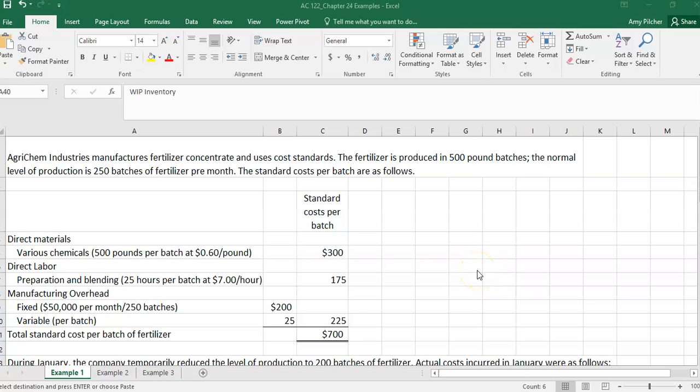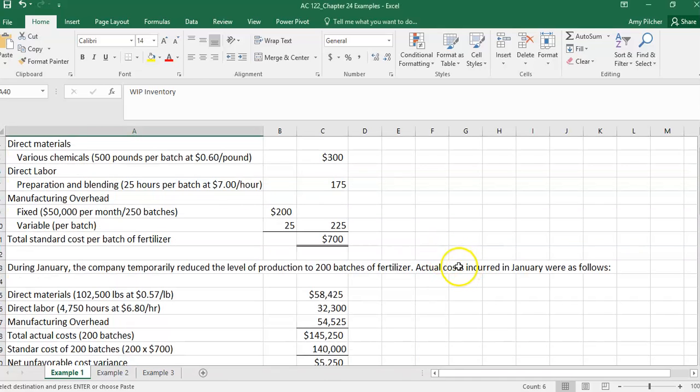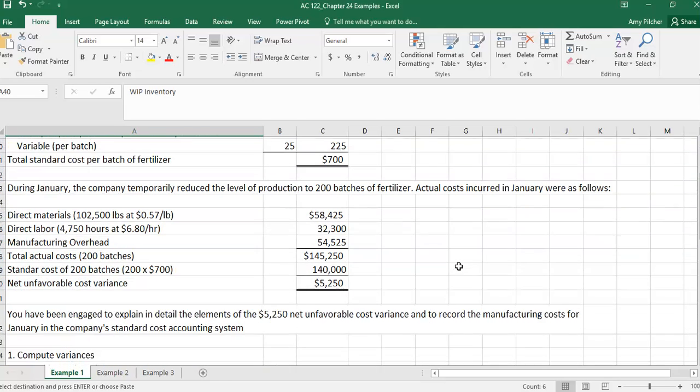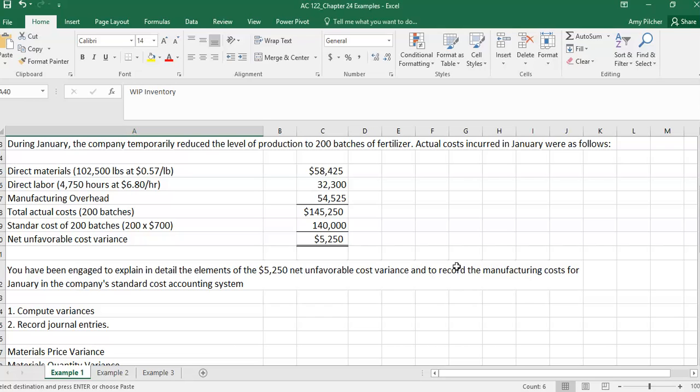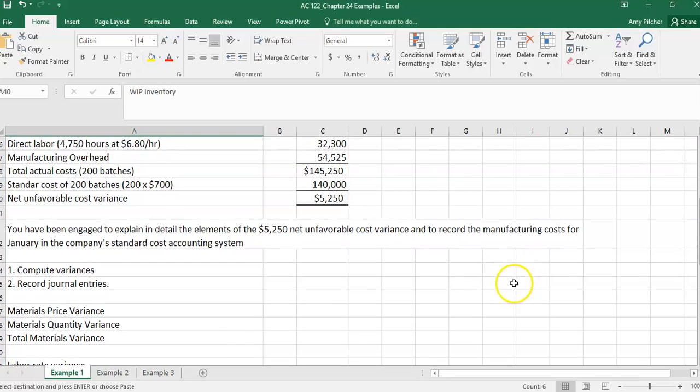In Chapter 24, we look at variance analysis. So what are the differences between our actual results and our budgeted results? And then that flexible budget that we talked about in Chapter 23. So that flexible budget is our actual quantity at our standard budgeted amounts. So we're going to look at materials, labor, and overhead variances.